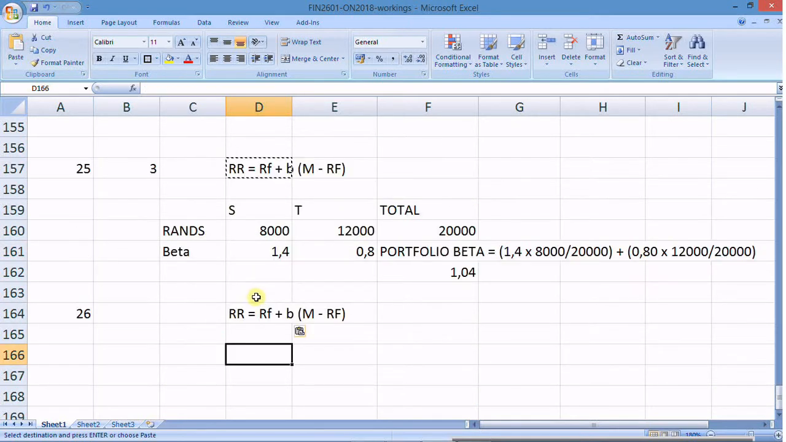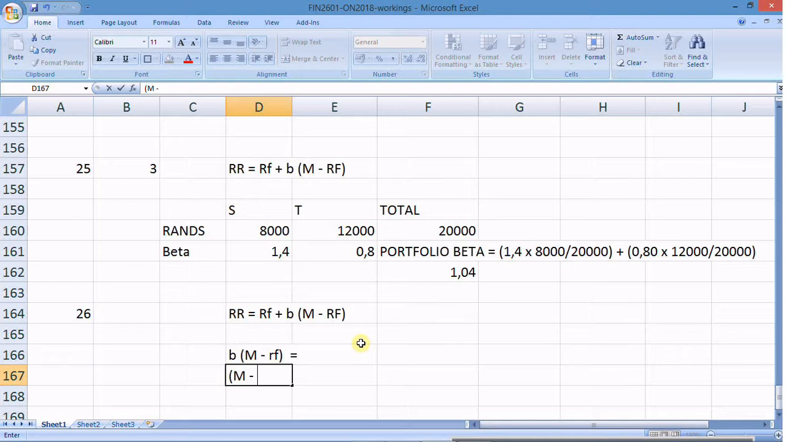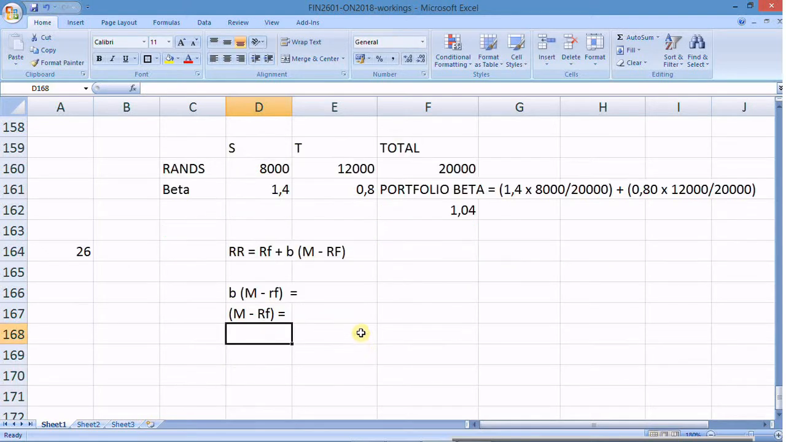I just want to remember: beta times the market minus the risk-free. Is what? And in brackets, the market minus the risk-free is what? Let's just check that. So this would be the CAPM. Okay, market risk premium. Let's just go find it. Market return risk premium, 325. So on page 325.